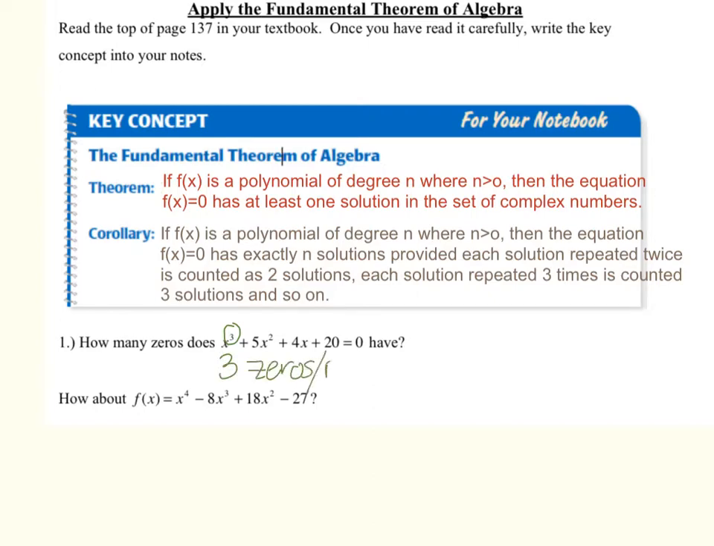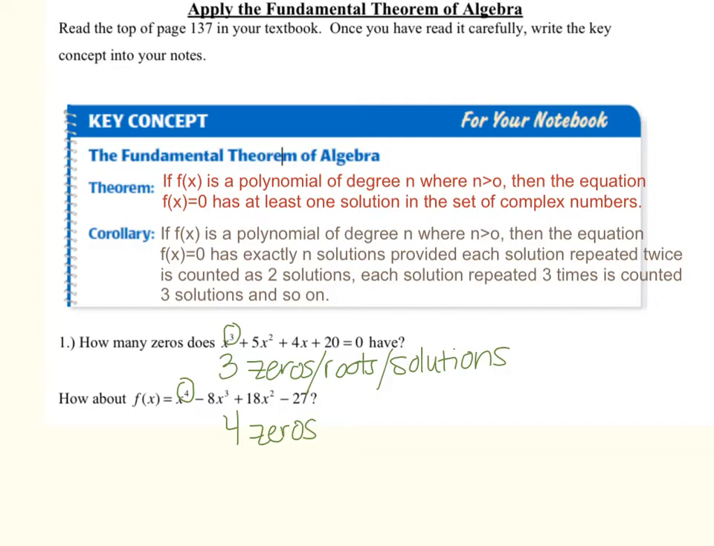Remember that zeros, roots, and solutions all refer to the same thing. They're referring to those x-intercepts, the places where the graph will cross the x-axis and the output is 0, y value of 0. So for f of x equals x to the 4th minus 8x cubed plus 18x squared minus 27, the degree is 4, so there would be 4 zeros for that polynomial.